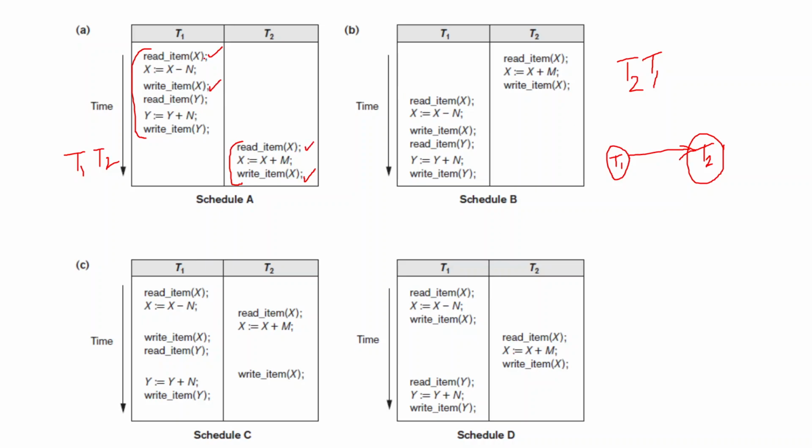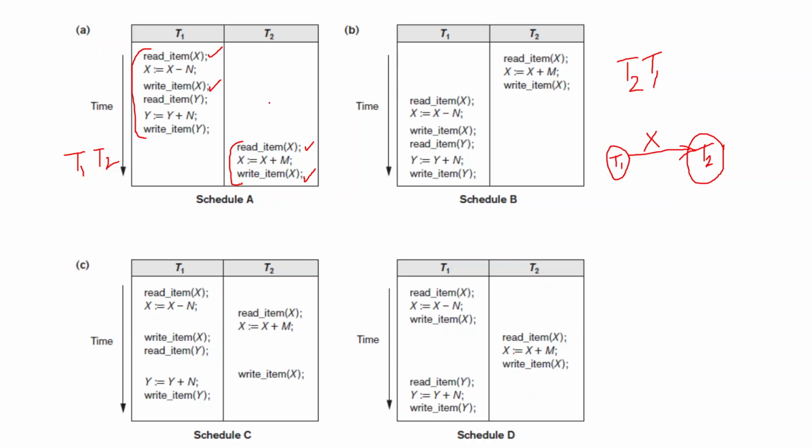These two are conflicting. So T1 to T2 again. So we have already drawn the edge, right? So we may also label what particular data item is the conflicting item. That also can be represented in a precedence graph.